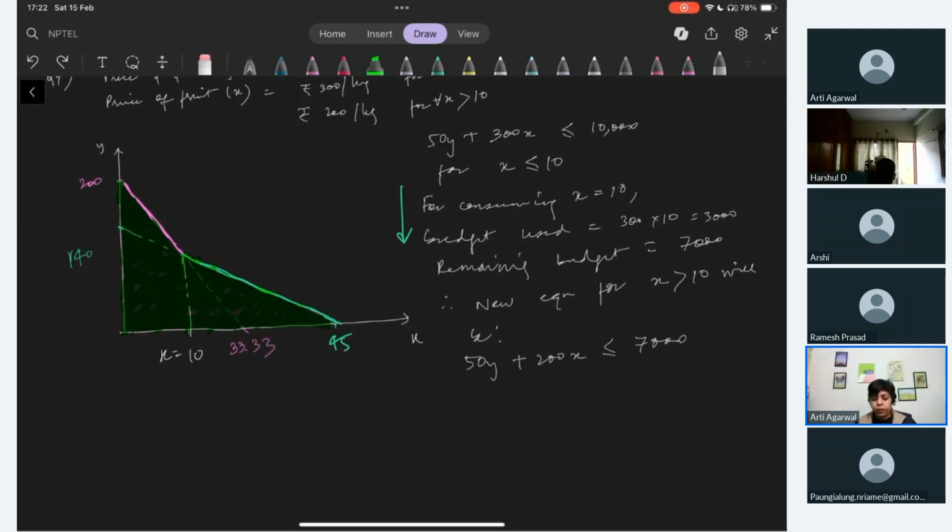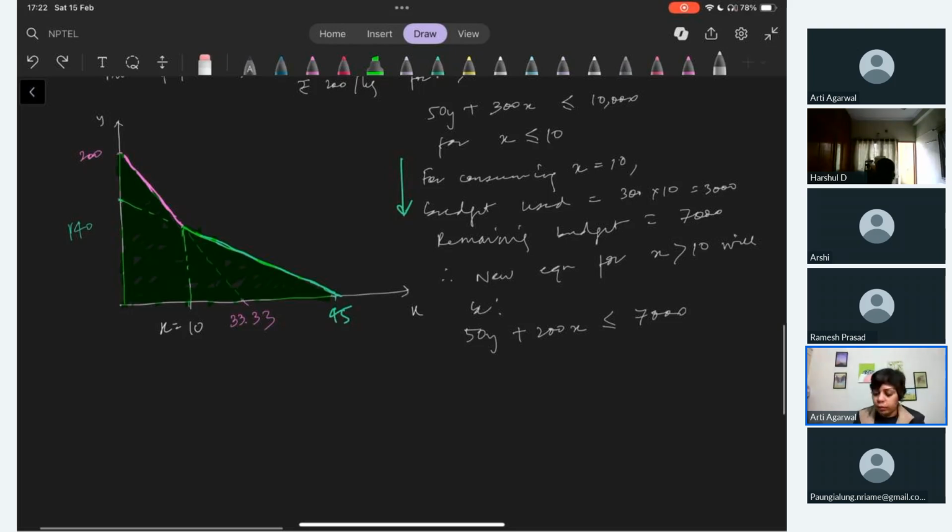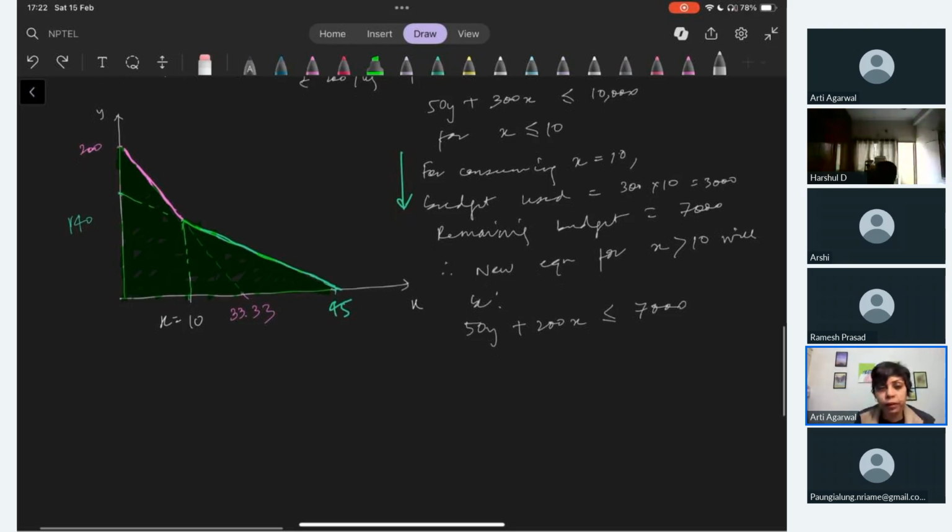Okay, so let's think. Suppose now our remaining budget is 7,000 bucks, and we want to buy 5 kilos of flour. So you have used up 250 rupees for flour, and the remaining budget left to you is 7,000 minus 250. This is 6,750. Now if you divide this by 200, you get 33.75. And this is the quantity.